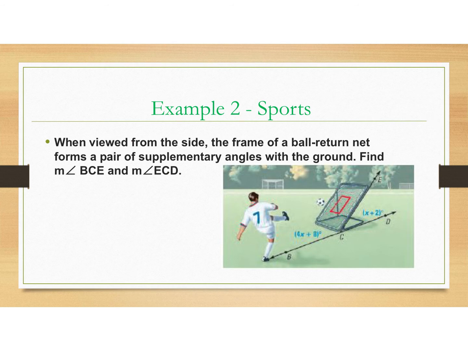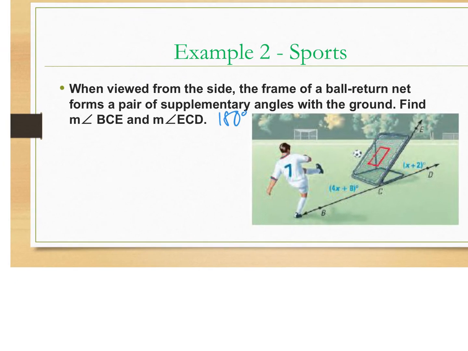Example 2. When viewed from the side, the frame of a ball return net forms a pair of supplementary angles. Let's stop. What does that mean? 180 degrees. Write it down. With the ground, find the measure of each of those angles. How would we do that? 4x plus 8 plus x plus 2 equals 180.